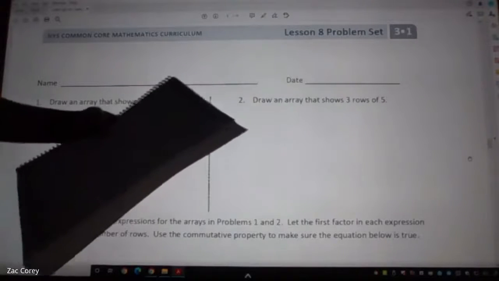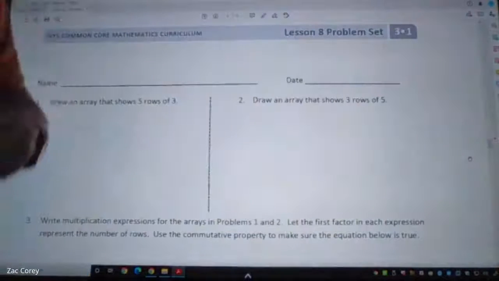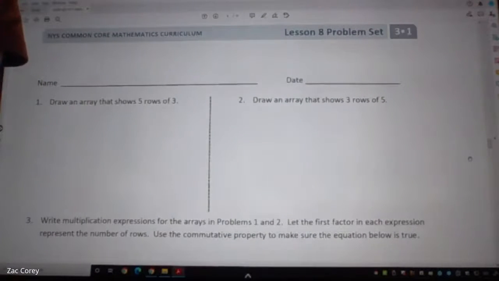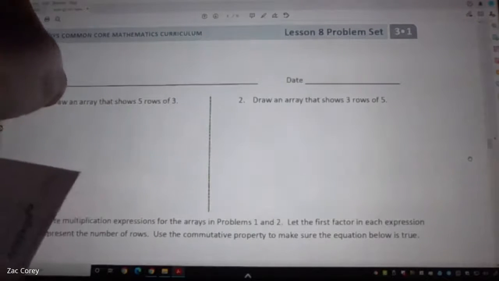All right, here we go. Lesson 8, problem set. We're on page 1.c.20. I know that's kind of hard to see. Hopefully you can see that. 1.c.20 and then 1.c.21 on the backside. All right, so today we're going to do some more multiplication.